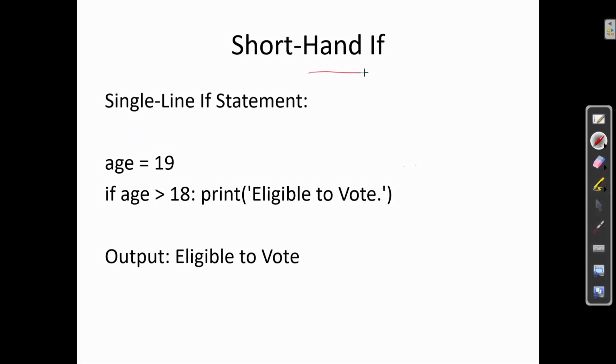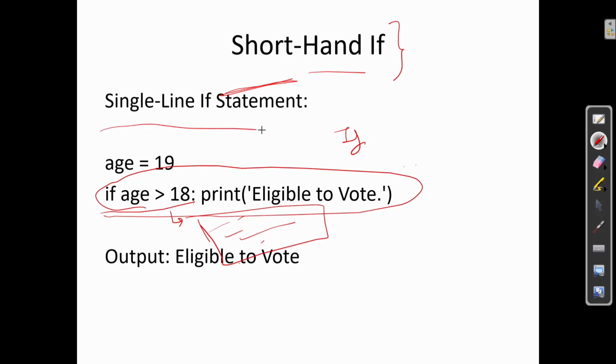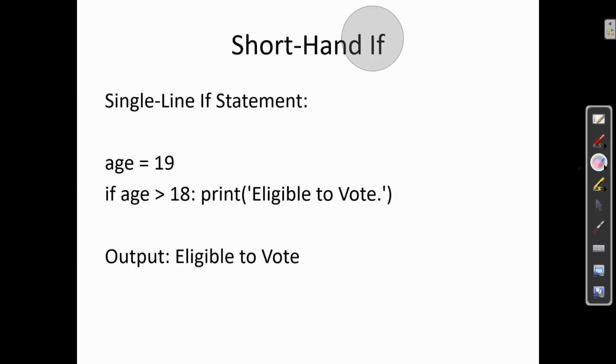In short hand if, this condition is also similar to the if condition, but there is a minor change. What is the change? In the if condition, we write the condition first, then in the next line we write the code part. But in this short hand if, we write our complete code for the condition in a single line. That's why you can say it is a single line if statement. So you don't need to write too much code. You can write it on a single line.